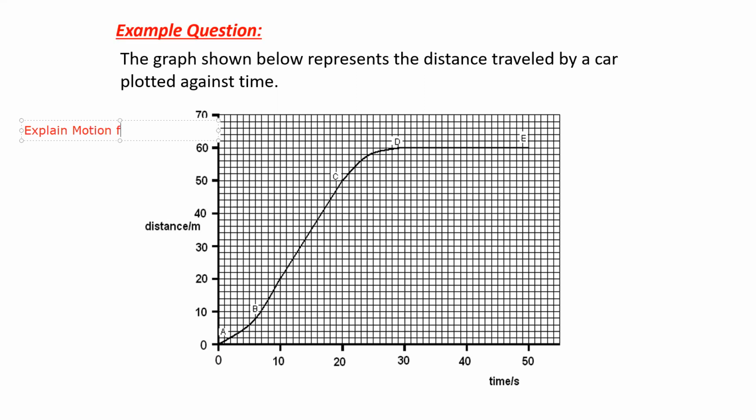If the question is, explain the motion from A to B. So what is happening from A to B? You can see from position A to position B. What is happening?